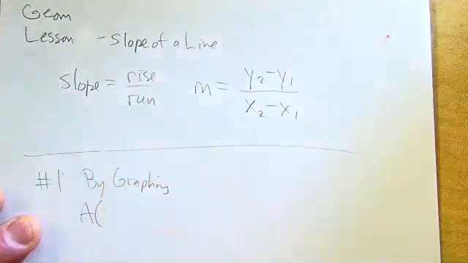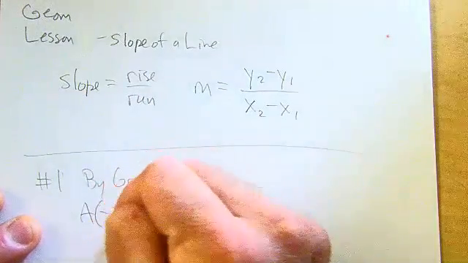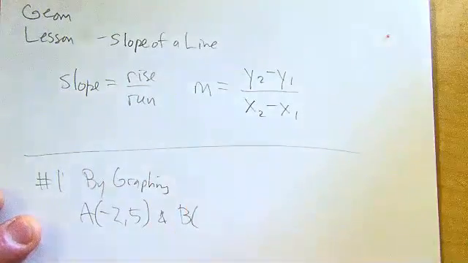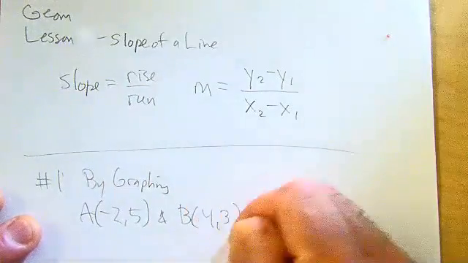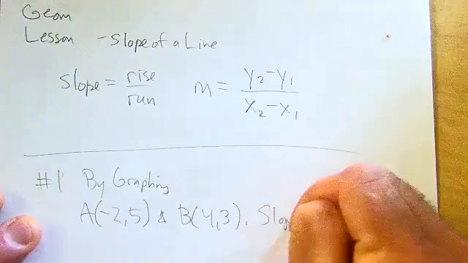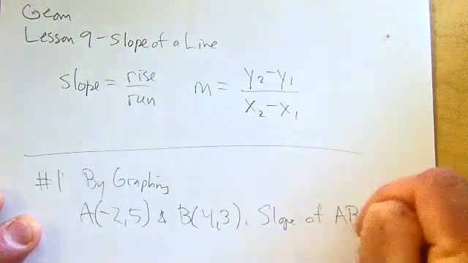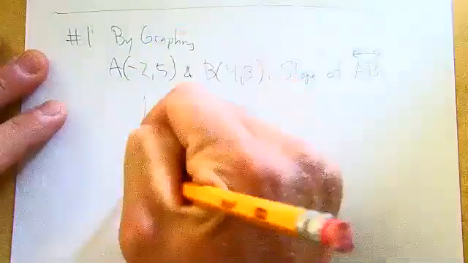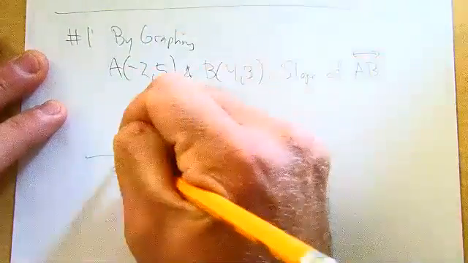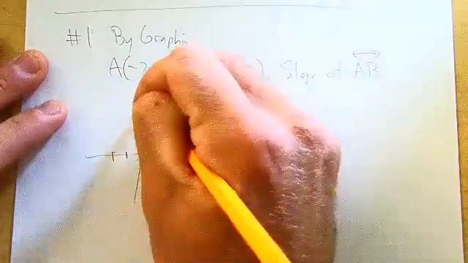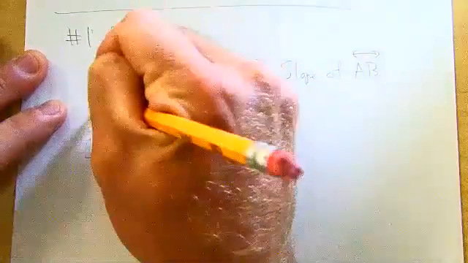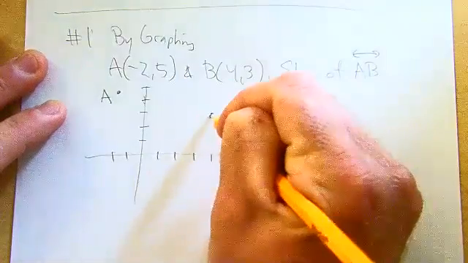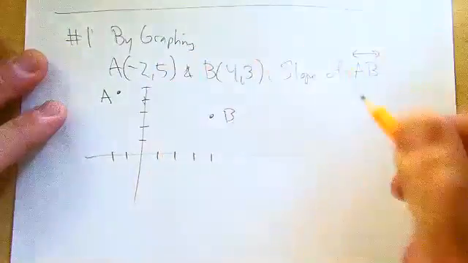Say A is at -2, 5, and B is at 4, 3. What's the slope of line AB? Okay. Graph her out. Okay, graph it carefully so that we can count. We want to go rise and run.